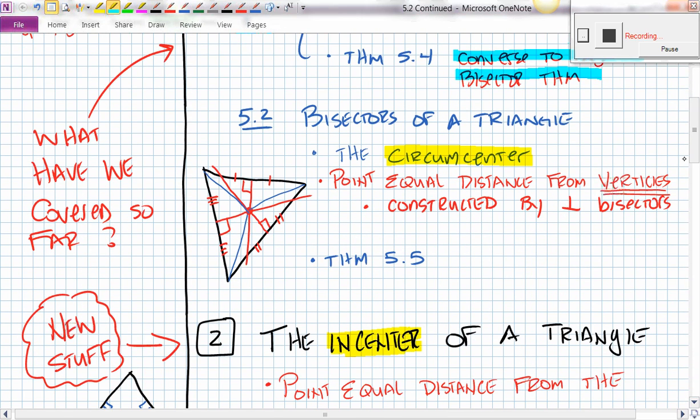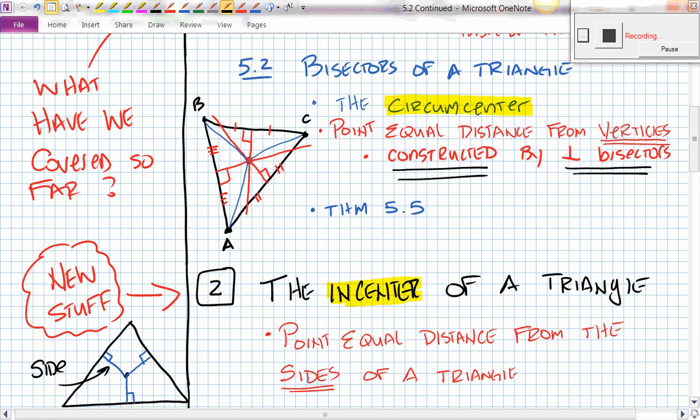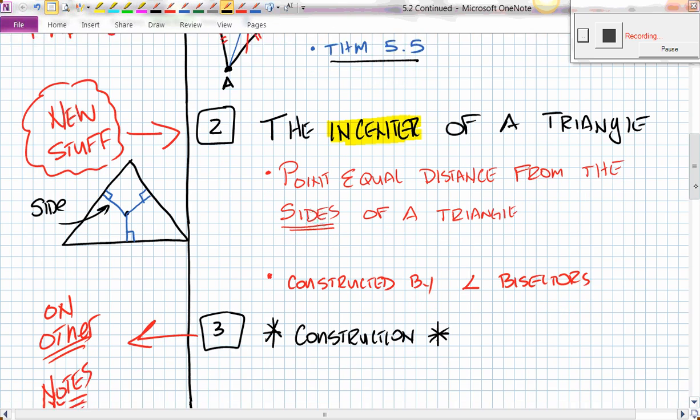From 5.2, we spoke about bisectors of a triangle, and the big idea from 5.2 so far is this thing called the circumcenter. Now, the circumcenter is a point that is equidistant from the vertices of a triangle. Not the edges, excuse me, from the points of a triangle. So this is vertex A, this is vertex B, this is vertex C. The point that is equidistant from all of those is called the circumcenter, and you construct it by using perpendicular bisectors. So you have to know how to do that. Then we spoke about theorem 5.5, which basically says what I just said, so make sure that's in your toolkit as well, theorem 5.5.